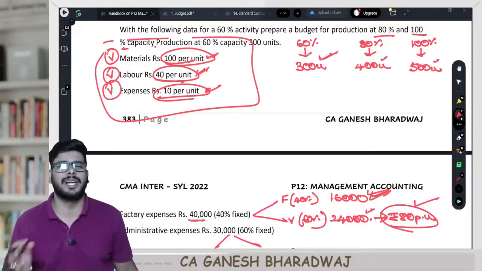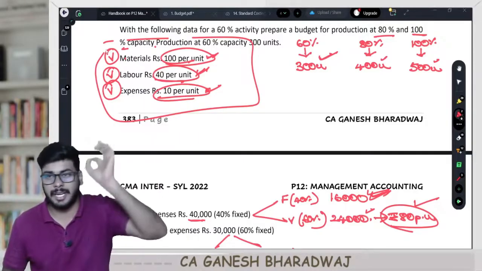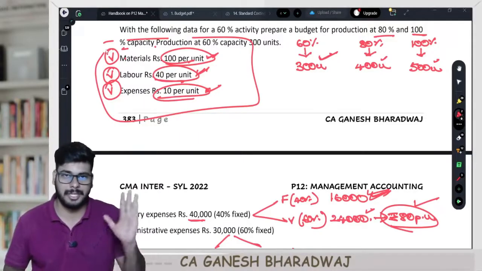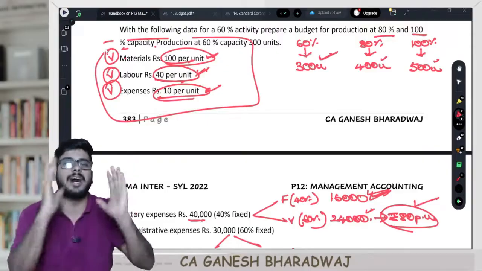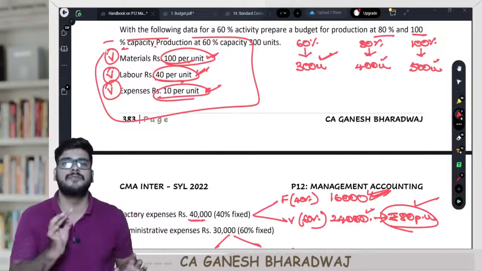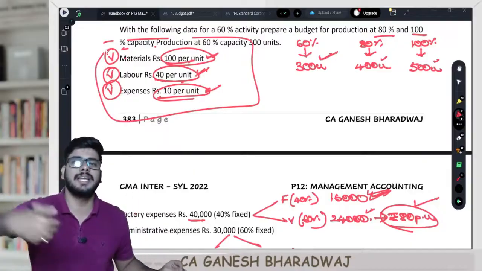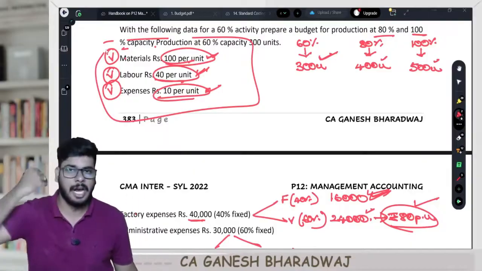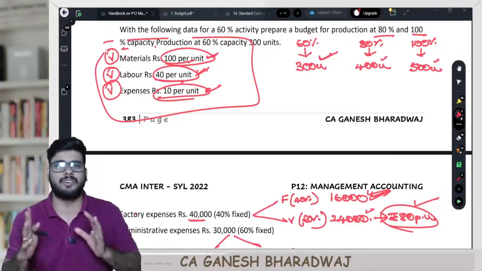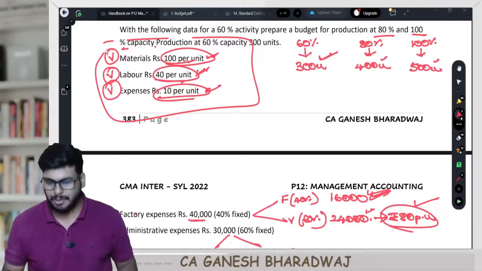How will you do that? Very simple. First, you segregate which are the variable components and which are the fixed components. For variable components, you arrive at the variable cost per unit. For fixed components, you arrive at the fixed cost in total. If you have this readily, for any output level you can prepare the budget. Are you clear with this? And that is the concept of flexible budget. Are you clear with this, guys?